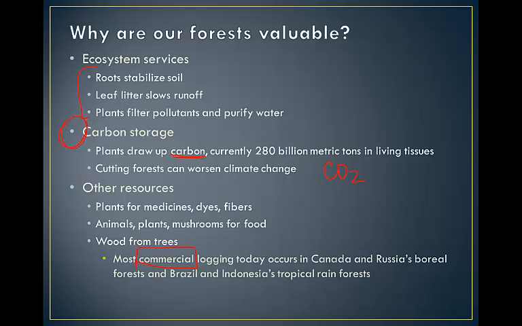About 30% of the global forests are being used for getting wood from the trees. So 30% of the forests on the planet right now are being commercially logged. Most of the logging in the world occurs in Canada and in Russia because of those boreal forests. And then there is still some logging in the rainforests. That's mostly done in Brazil and Indonesia.